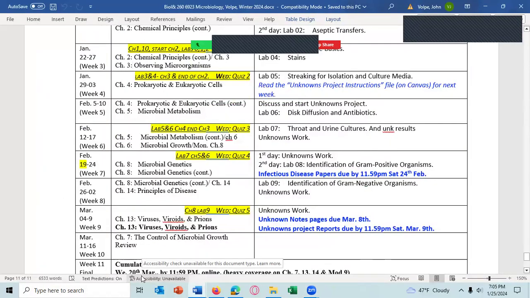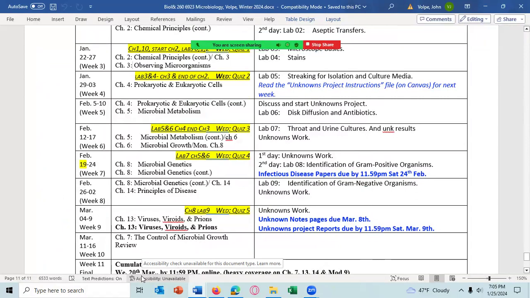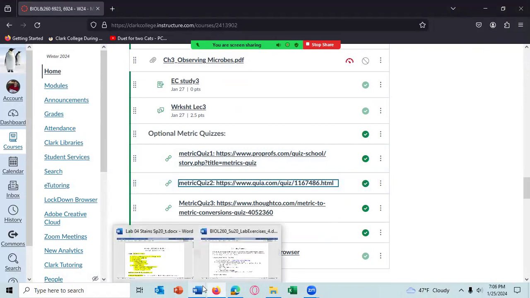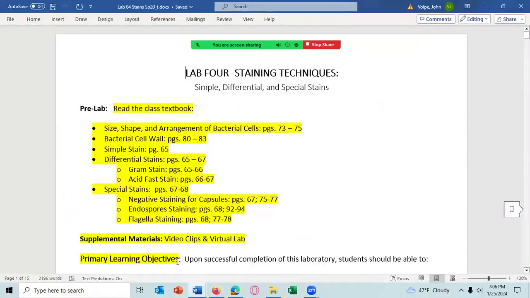All right, today is January 25th, and we're going to be discussing lab 4 on stains today. Any question about that? If not, let's go to the lab. Lab 4, staining techniques. We're going to talk about the simple stain, the differential stain, and special stains today. You do need to read some material in the textbook.